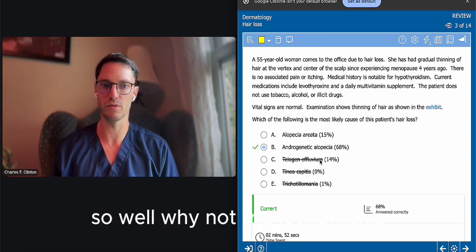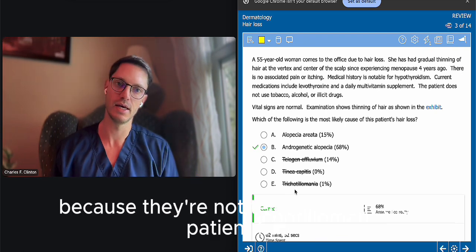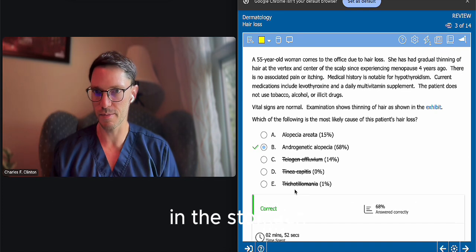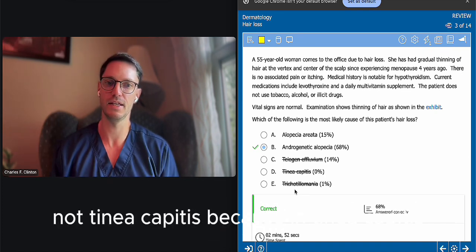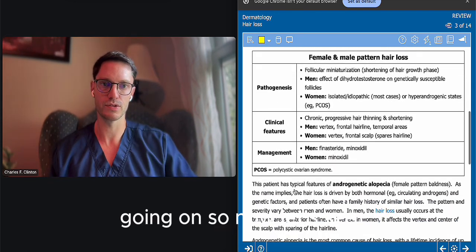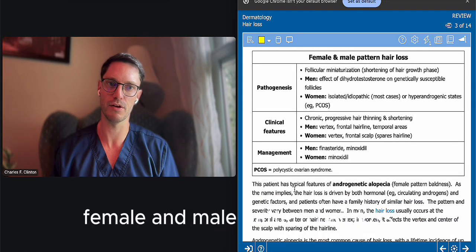So well, not trichotillomania, because they're not telling us that the patient has a psych disorder and was found to have some weird thing in the stomach, which was obstructing the stomach, sort of thing. Not tinea capitis, because in tinea capitis you will see inflammation and a lot of erythema going on. So now let's see the table differentiating female and male pattern hair loss.